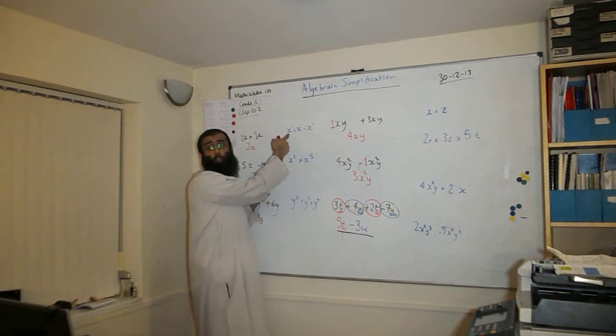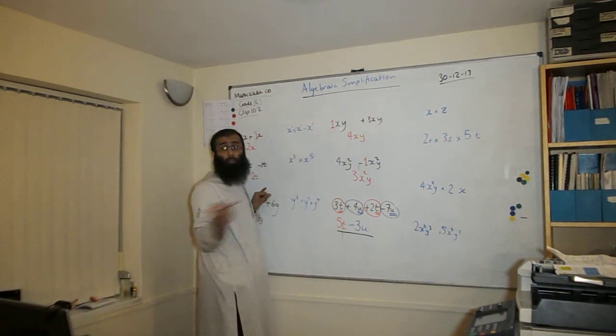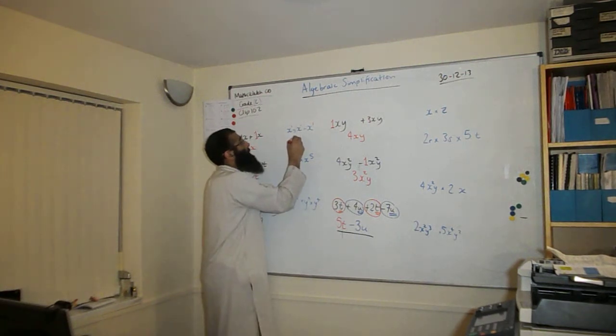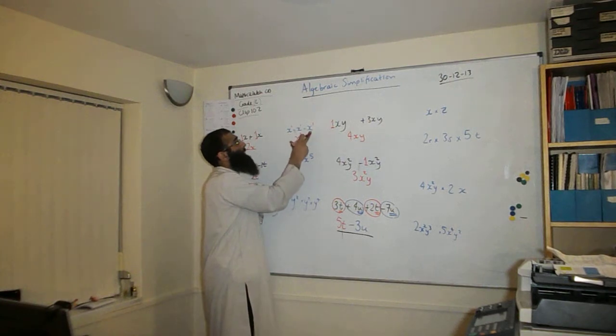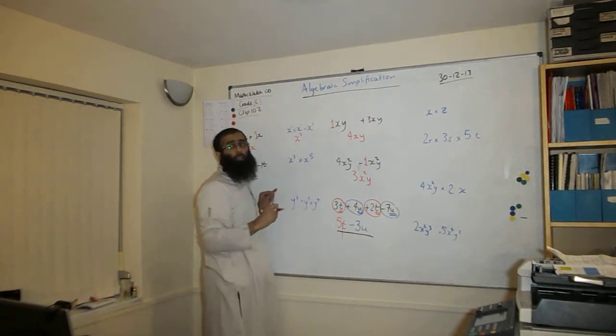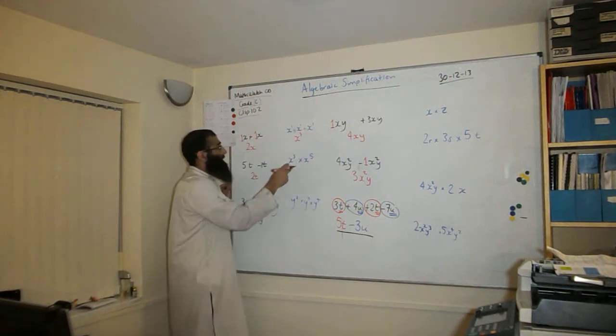So now, what do we do when we multiply these? What do we do to the powers? We have to add them. When we multiply these letters which are the same, we get the indices and we add them. That's the rule.